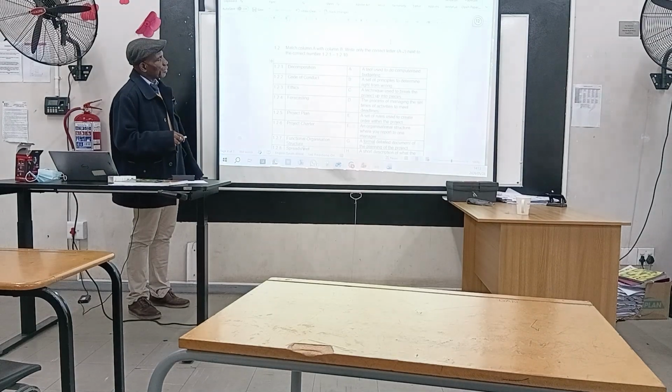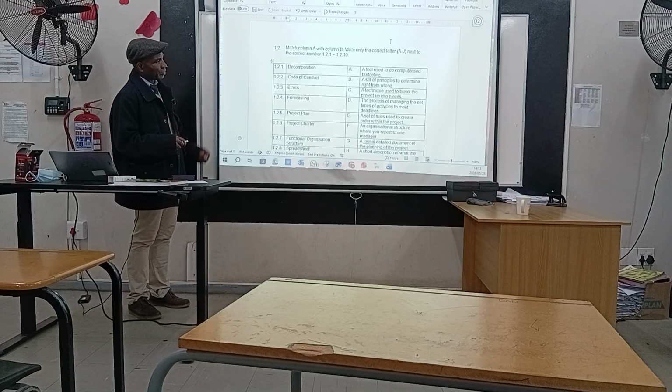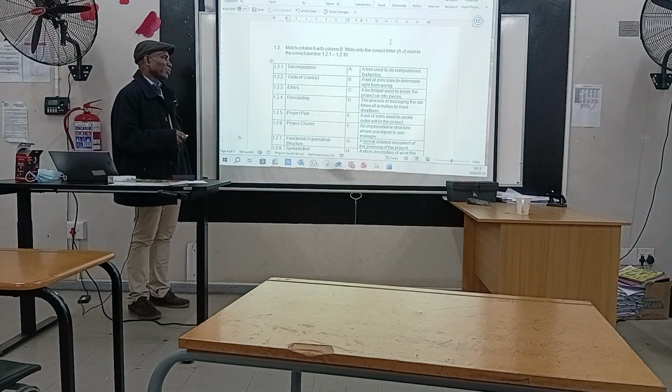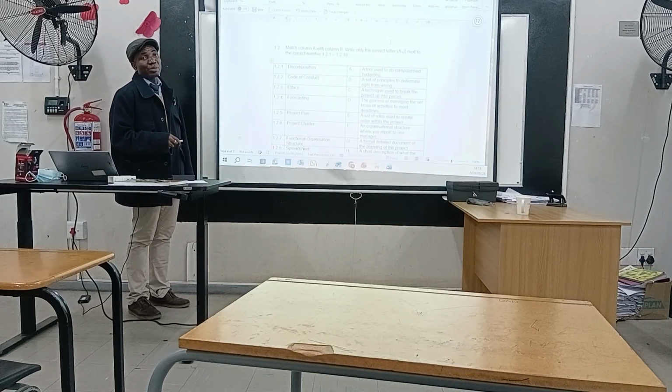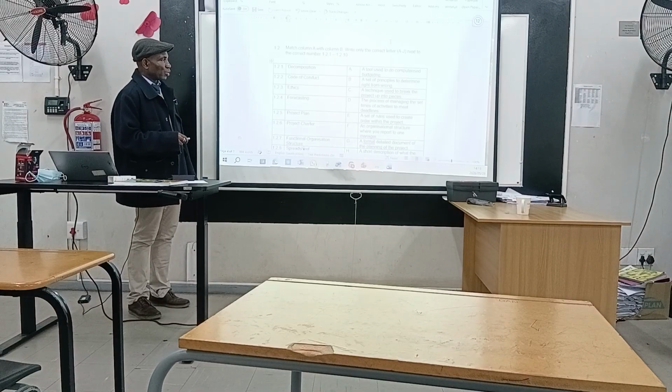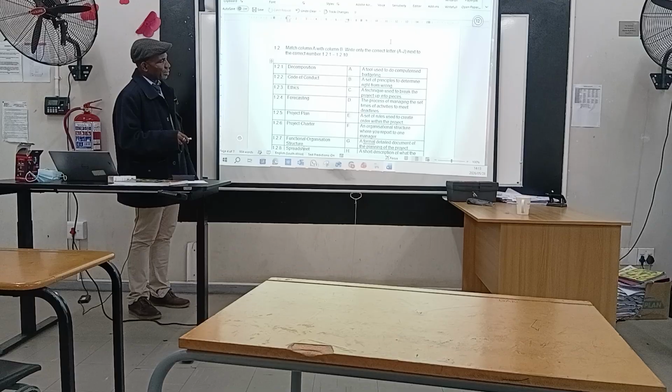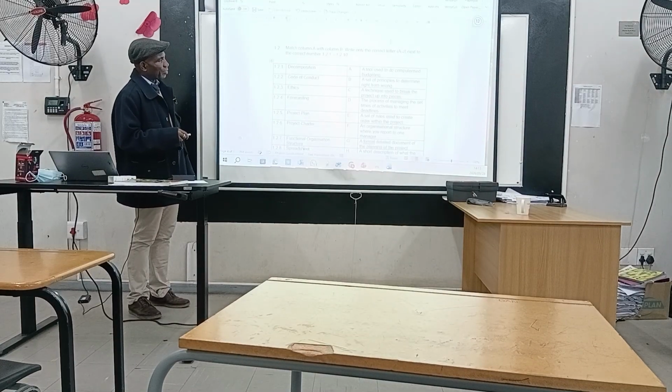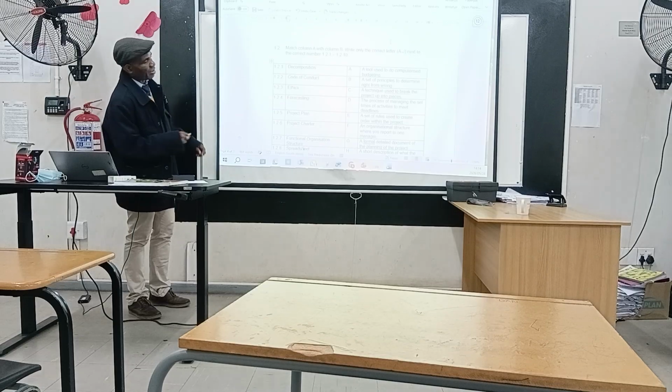For example, the first one here is decomposition. Decomposition, like I explained before, is a way of breaking down a project into pieces or into manageable packages. I've explained that. So when you look at the options in column B, you will discover that the right one that matches with what is being asked in column A, which is decomposition, is C. So decomposition is a technique used to break down the project into pieces. So that one is C.